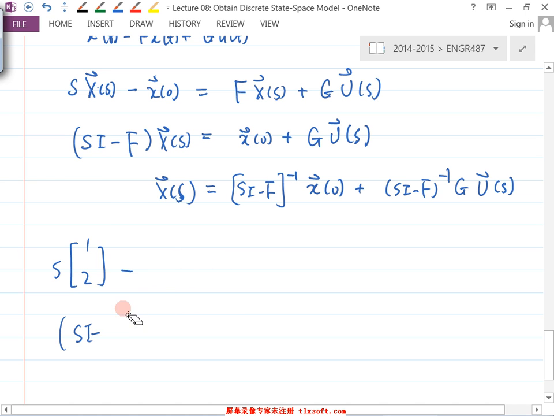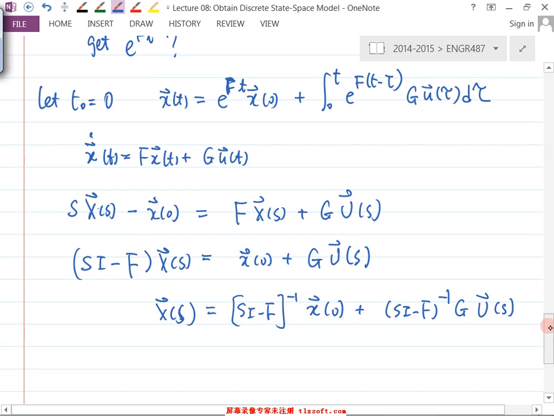Now I can stop it here. Remember the idea. What's the idea here again? The idea is to get e to the power of Ft, right? Now let's compare these two expressions here. This one is in terms of time, the continuous time domain, and this is in the s domain, isn't it? But you can always change this s domain back into the time domain by doing an inverse Laplace transform.